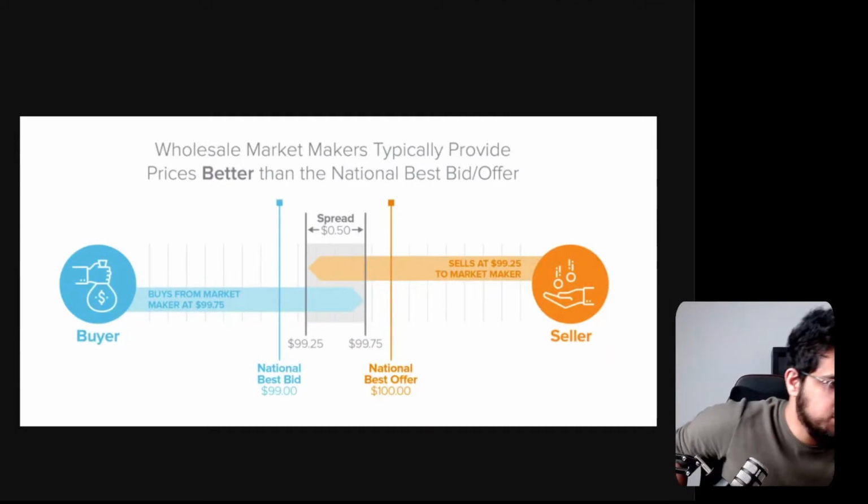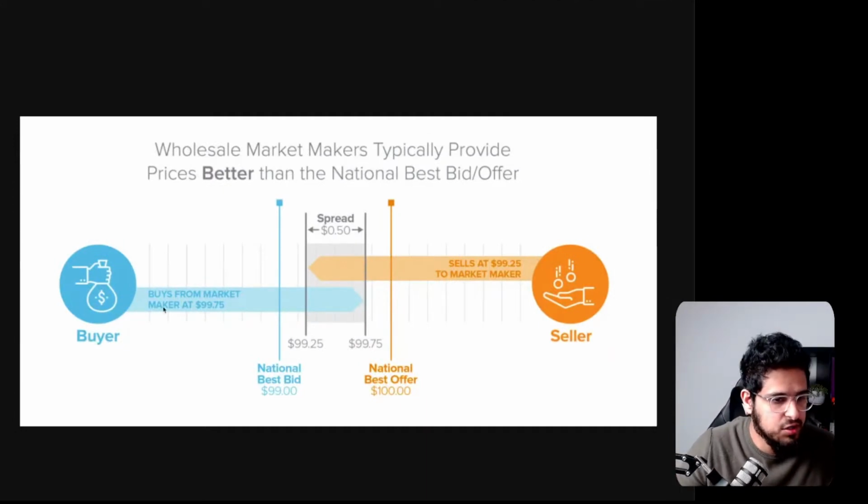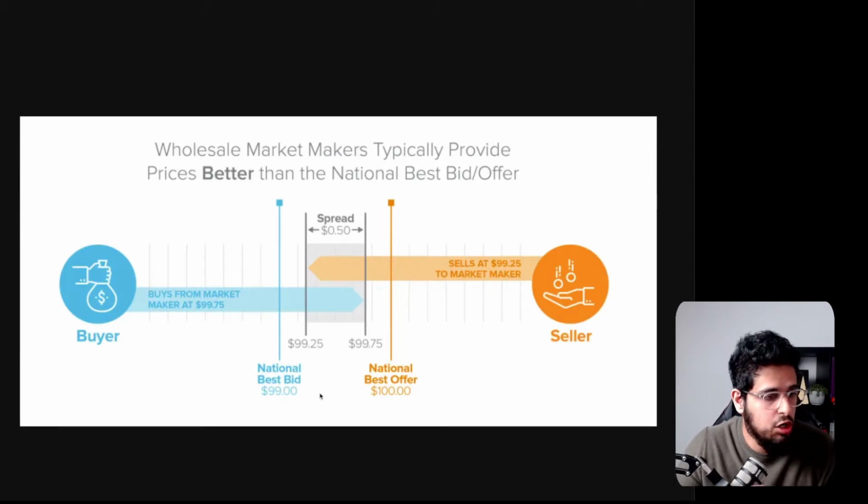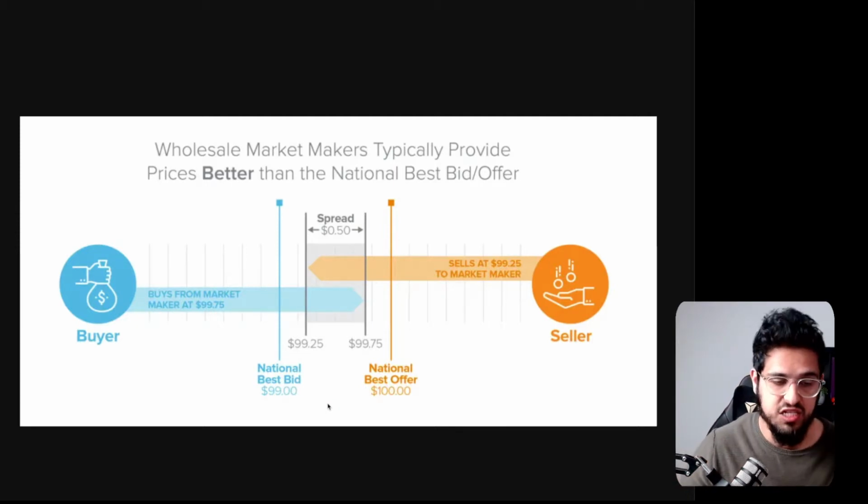So in essence, what you can see is on your left-hand side, you have a buyer who wants to buy from the market. And what you can see is the national best offer. So if he wants to buy, he will have to buy at $100, his favorite stock. Now for a seller coming onto the market, their national bid is $99. So they will get $99 for their stock. The difference of the $1 is what you call your typical spread. Okay, and everybody's used to this and understands this principle.